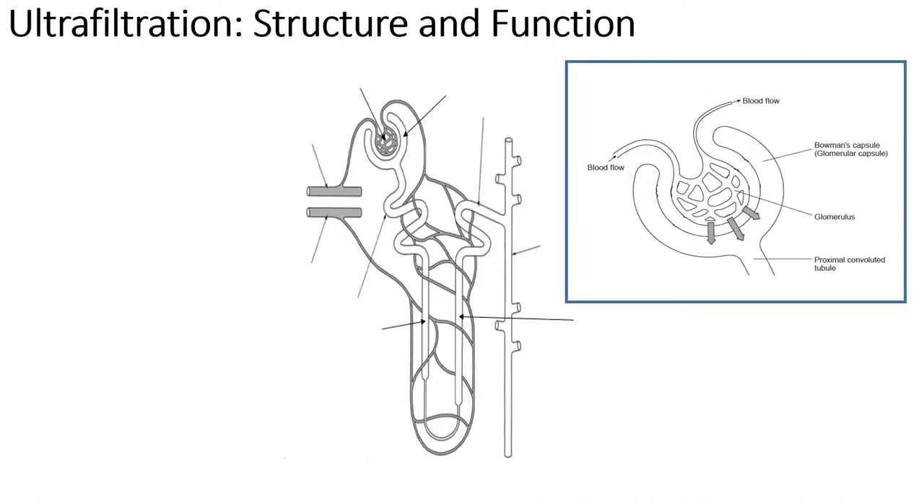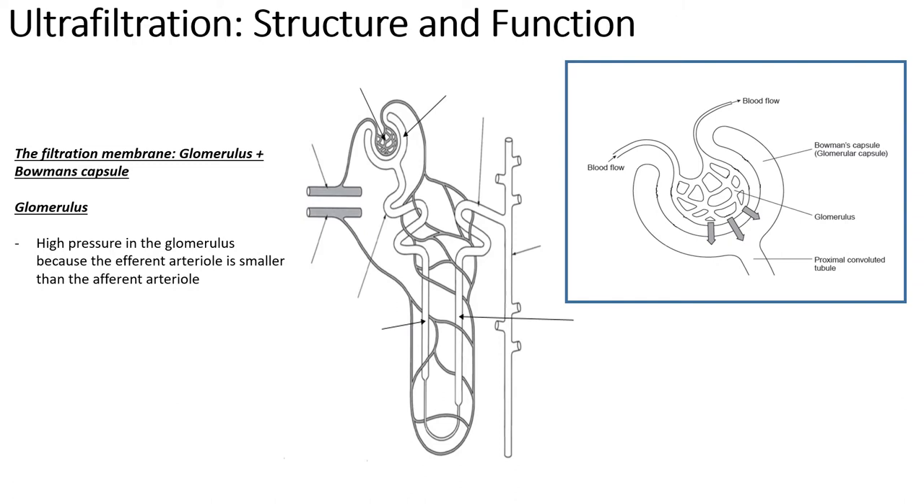So let's have a look at the structure and function. How does it do that? Well, the first thing that we should look at is the structure of the glomerulus, because one of the first things that allows us to filter small things out of the blood to start with is high pressure. In the glomerulus and the Bowman's capsule, the blood goes under really, really high pressure, and one of the main reasons for this is the size of the afferent arteriole and the size of the efferent arteriole.